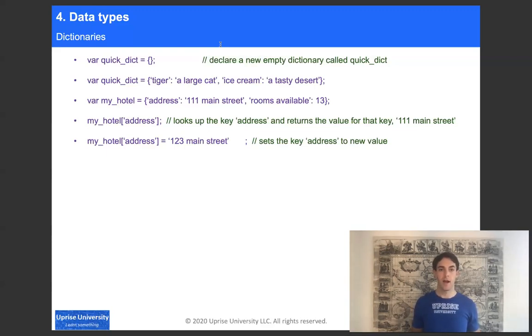Same thing with setting the address to something else. In the next example, you can see the syntax for how to actually set that key value address, which is in the dictionary myHotel, to a value 123 Main Street. Again, this is going to be super helpful later on, and we'll learn a little bit more later as to why. But for now, just try to conceptualize what a dictionary means, as well as the key value pair syntax.